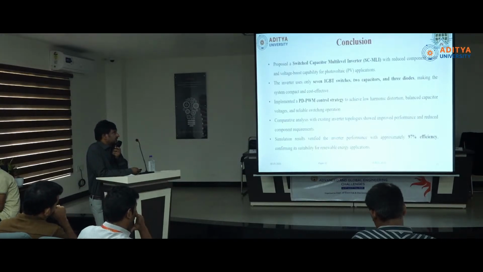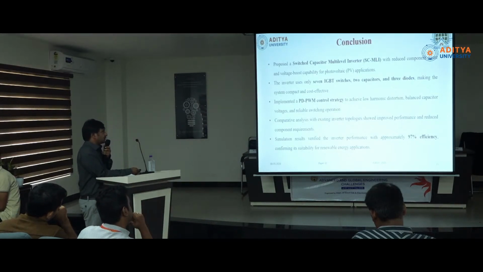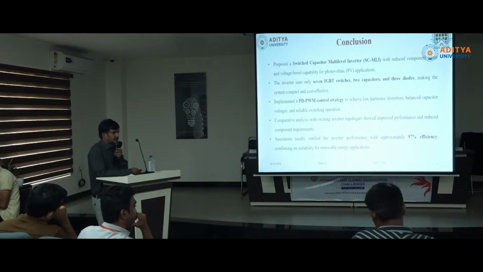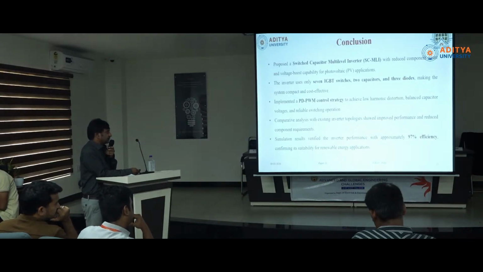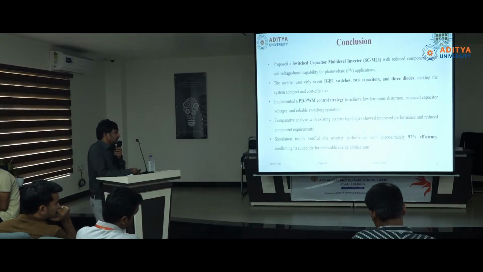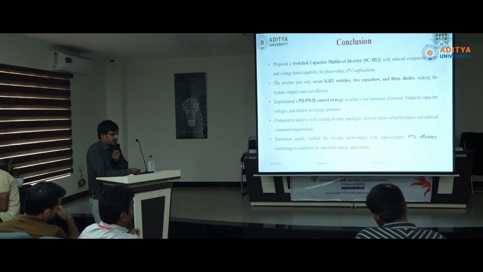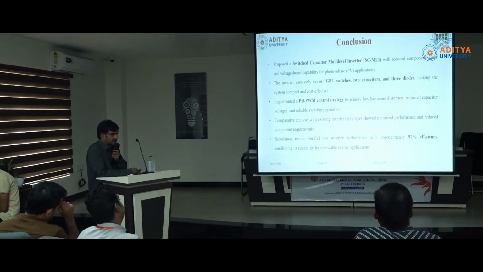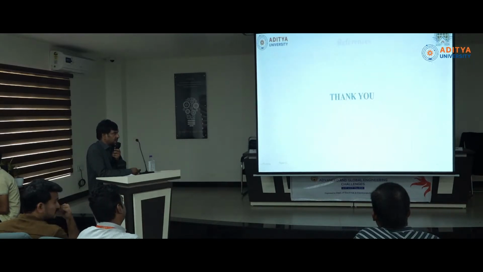So my conclusion is that the proposed switched capacitor multilevel inverter reduces the component count, and we have the boost converter. We use pulse width modulation, where we can reduce the harmonics, and balanced capacitor voltage can be produced here. The efficiency of the system is almost 97%. This total work is done in MATLAB Simulink, sir. And these are some references. Thank you, sir.